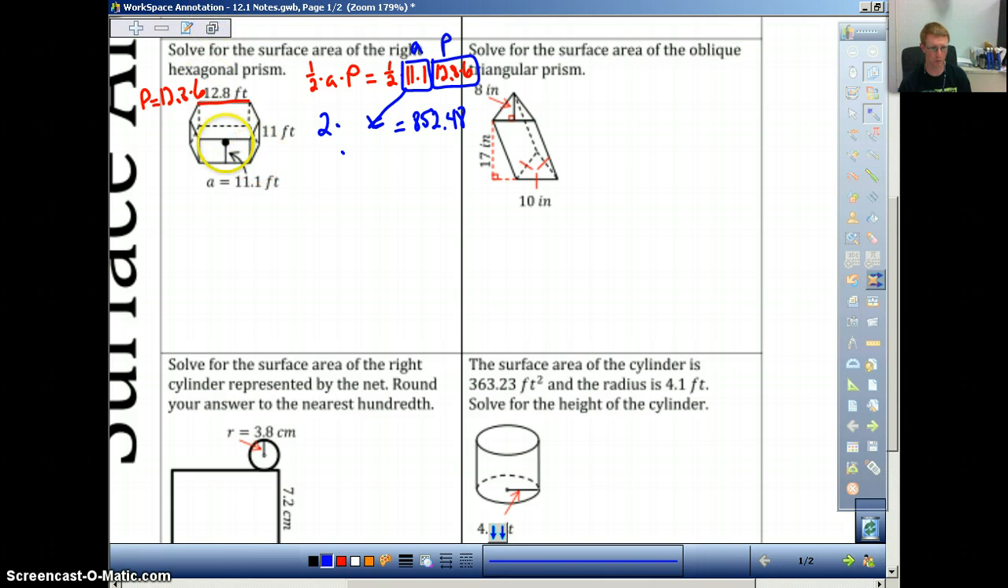Now, the other portion is we have the top and the bottom, but now we need these rectangles. We find the area of a rectangle by finding the base of it and the height of it. Well, the base is going to be the same all the way around.